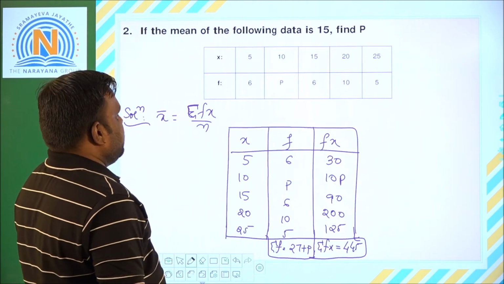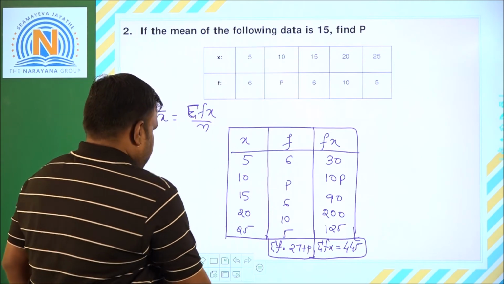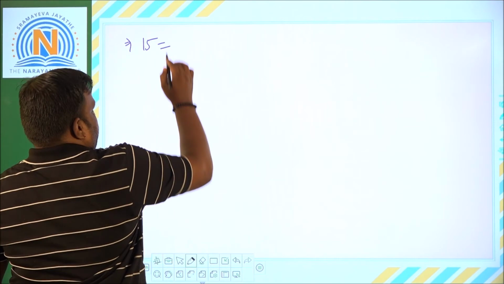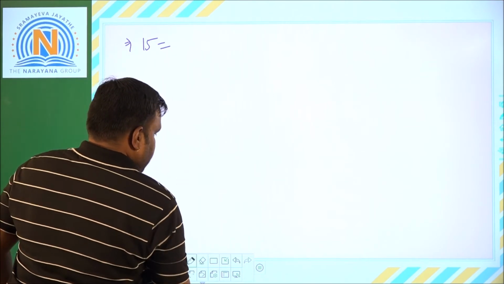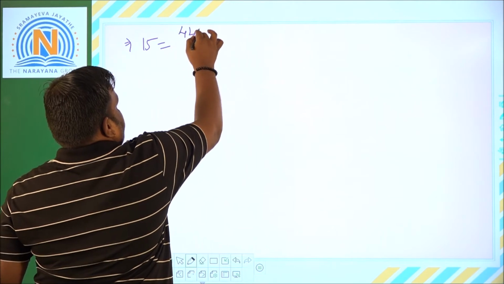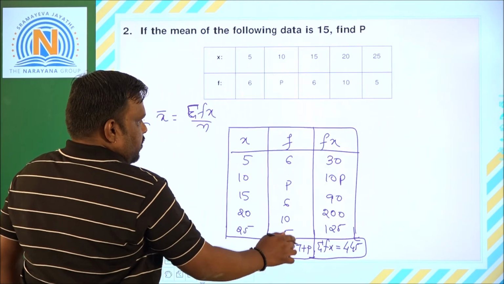X bar, that is equal to sigma fx by n, and the mean given for us is 15. It is already given for us. So substitute here. 15 is equal to sigma fx value. Sigma fx value is 445 plus sigma fx value.